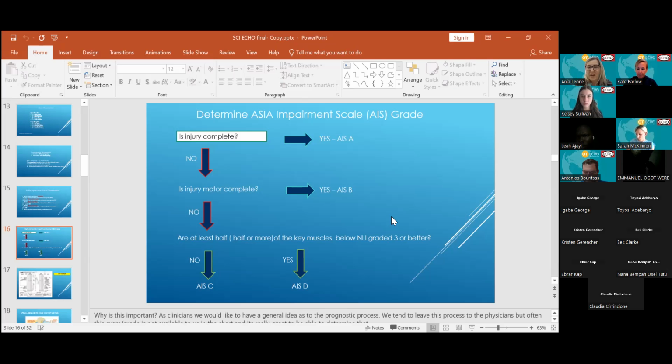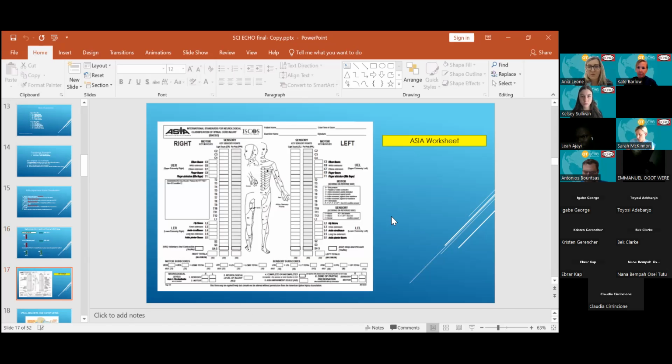I won't go through the actual schematic, but you can use it as a guide to help you determine whether the injury is complete or incomplete. That's just the official sheet I included here that you can use when you are doing your testing for motor and sensation. Obviously, it's tedious.